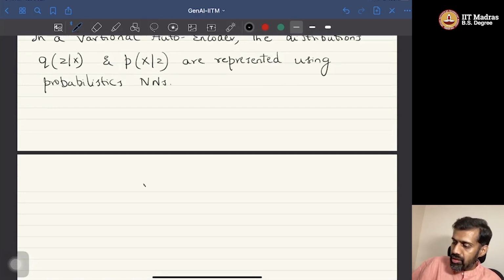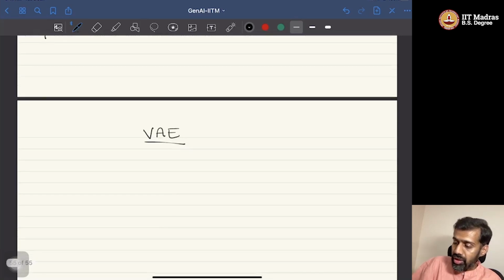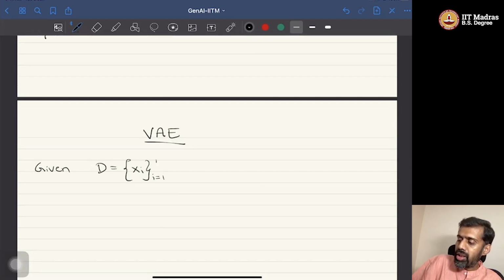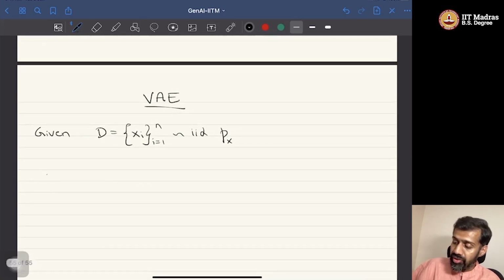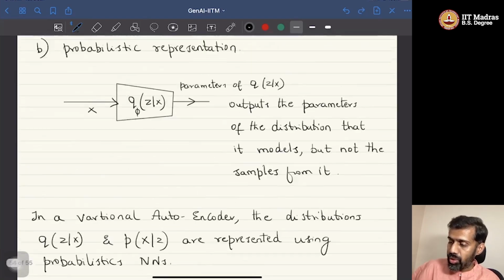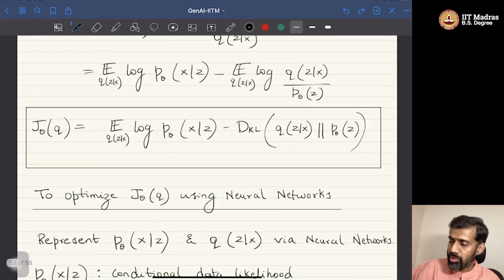So a VAE or a variational autoencoder looks like this. We are given data as usual, which are n samples drawn IID from an unknown distribution Px. That is what we would like to model. Now what we need to optimize is the ELBO. So in a VAE, the model is the following. Okay, let me write the ELBO first. What we want to optimize is the evidence lower bound.